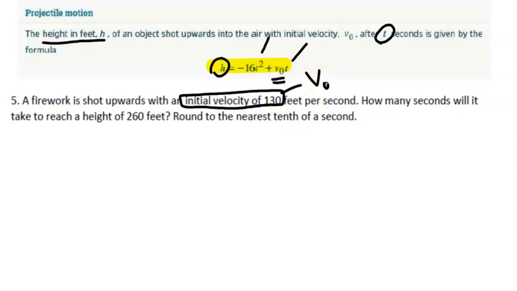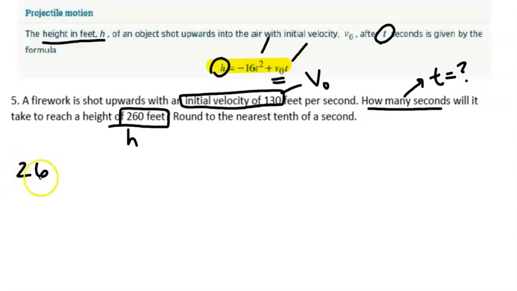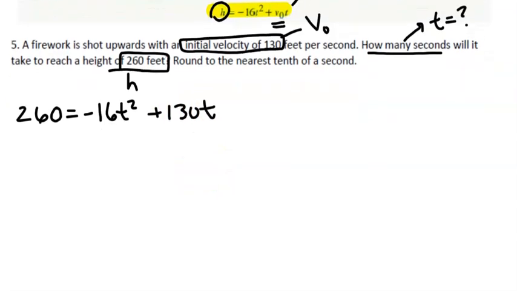We're being asked how long will it take to reach a height of 260 feet. That's my h. And then right here it says how many seconds will it take. So that's our time. That's what we're looking for. So that's going to stay a variable. So I'm just going to plug in those things. And now we need to solve for t.